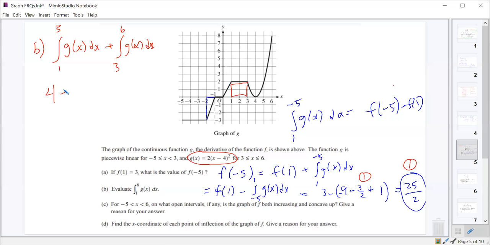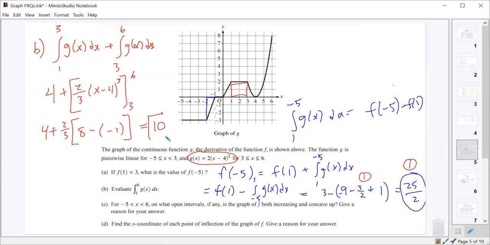And then plus the integral from 3 to 6 is the integral of 2 times x minus 4 to the second, which ought to just be 2/3 of x minus 4 to the third, evaluated from 3 to 6. And so then you'll just need to figure out what all that is. So that would be 8 minus -1. So we got 2/3 of 9 in there, which ought to be 6. So we should end up with 4 plus 6, or 10.